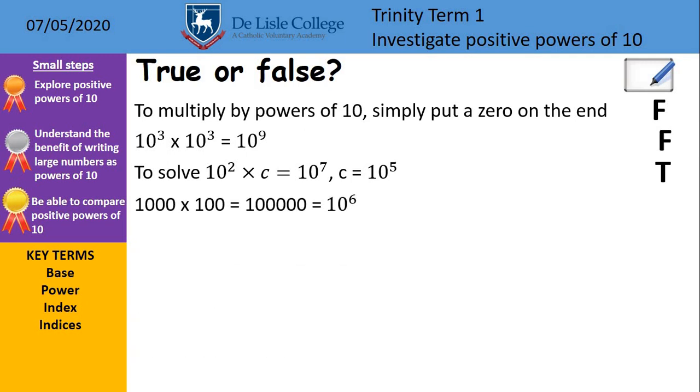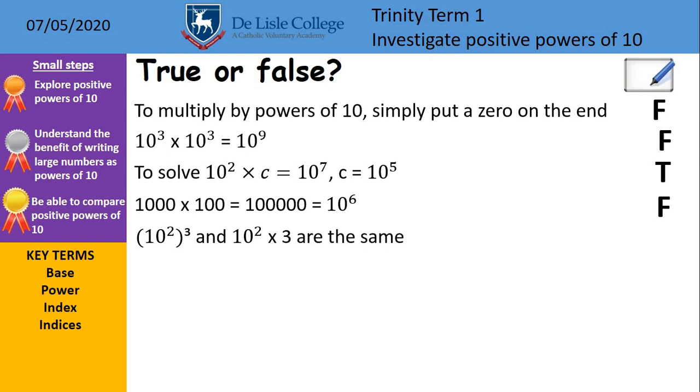Next up, 1,000 times 100 is 100,000, which is equal to 10 to the power of 6. Is that true or is that false? Okay, ultimately on this one, it is false. 1,000 times 100 absolutely is 100,000, but 100,000 is not 10 to the power of 6. It should be 10 to the power of 5.